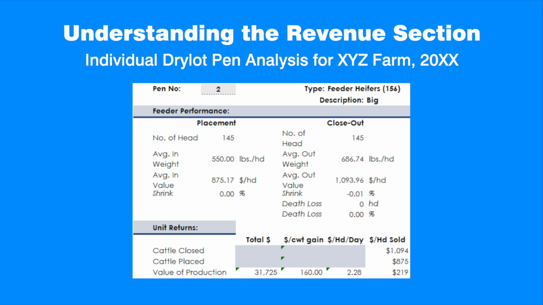In particular, we will look at a Drylot pen with 145 feeder heifers placed at 550 pounds per head, fed for 78 days, and then sold at 687 pounds per head with a gain of about 137 pounds per head. There are no deaths reported.